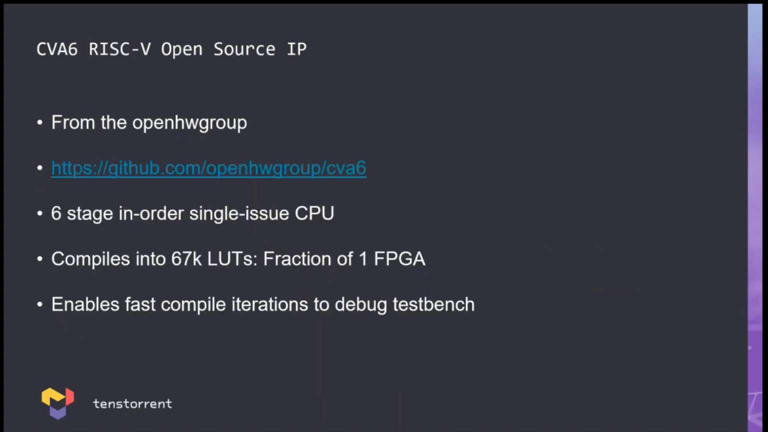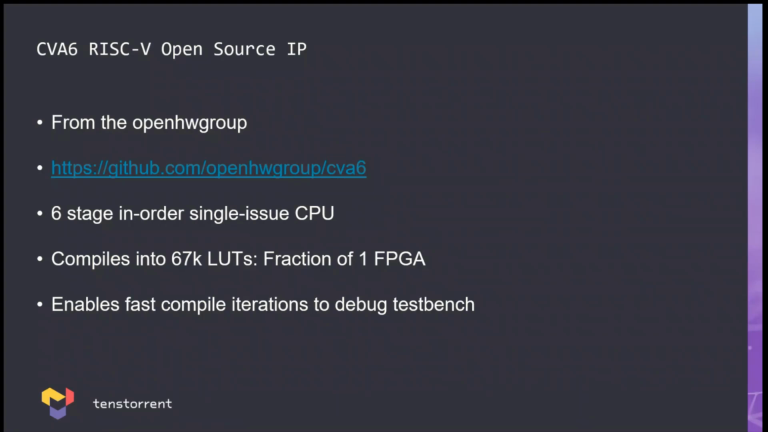So I think I can skip this because this is already done in the previous presentation. But the one thing I'd like to highlight is the CVA6 is a smaller core than the core we're developing.